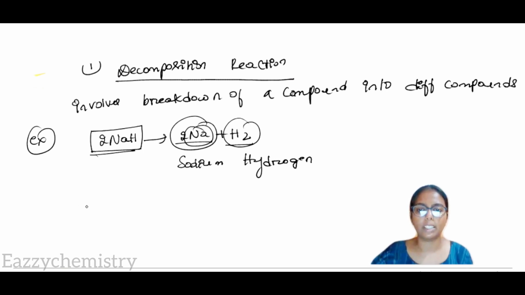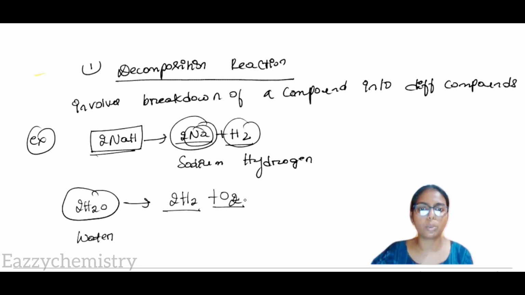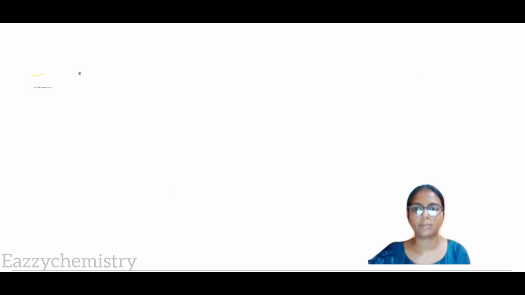Let's look at another one: 2H2O gives rise to 2H2 plus O2. This is water. This compound consists of hydrogen and oxygen, so it will break down into two simpler substances, here the hydrogen and here the oxygen. So this is another example of a decomposition reaction. Let's move on further. The second one is the combination reaction.